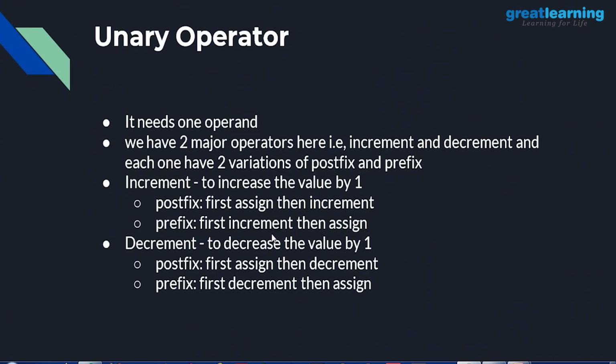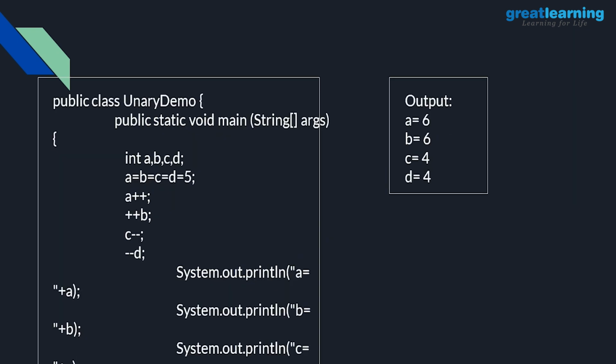Similarly, we can do post decrement. So first assign the value, then increment, right? That is post increment. Then prefix: first increment and then assign. This thing happens in the decrement as well, decreasing by only one value.